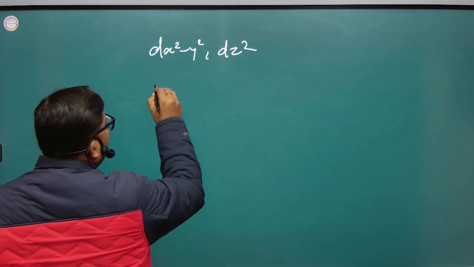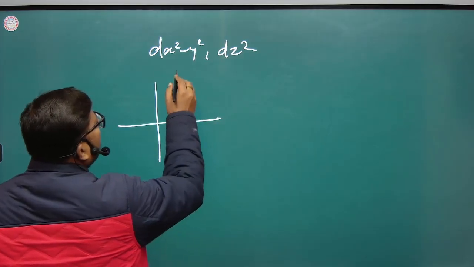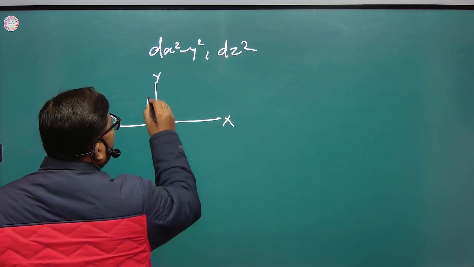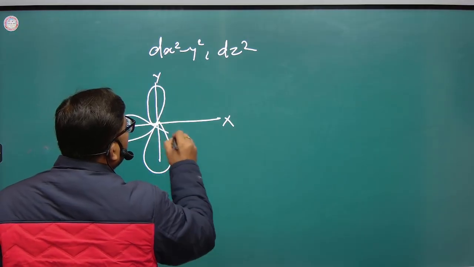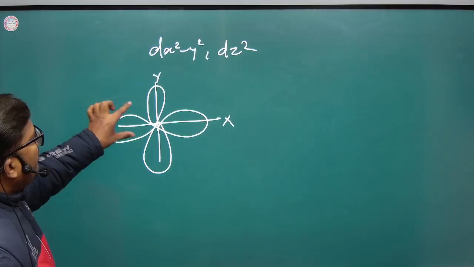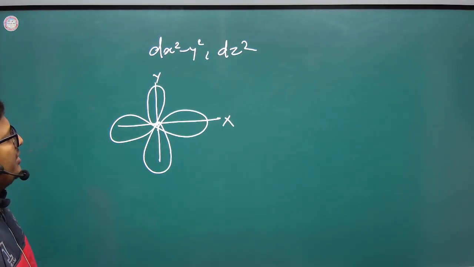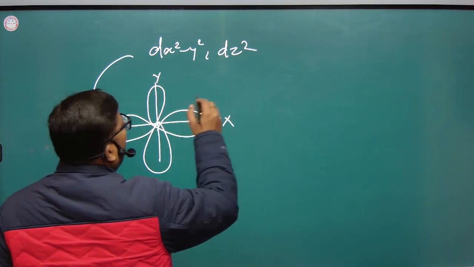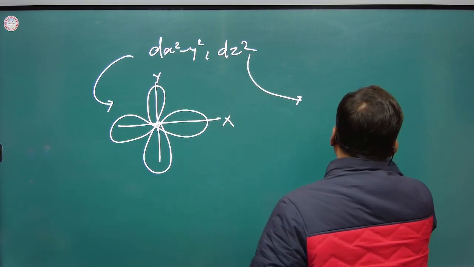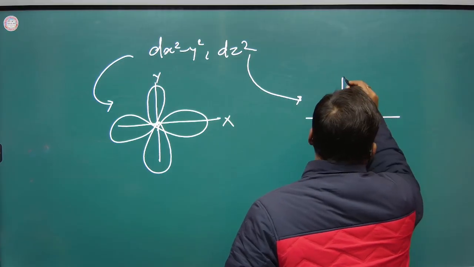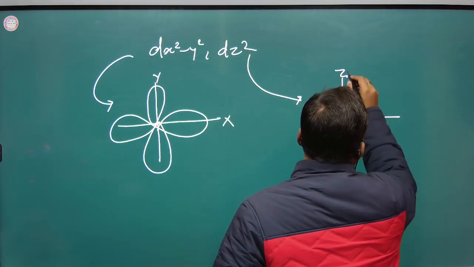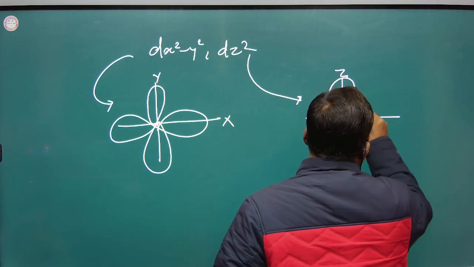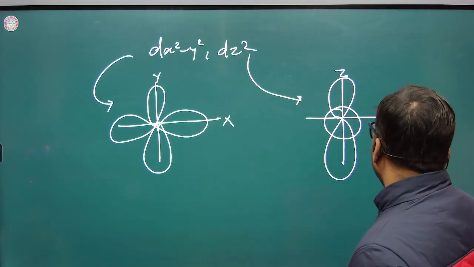So this exists like that. For dx square minus y square, this is x and y. This is axially oriented, so it lies on the x-axis and y-axis. Next, this is dz square. Suppose this is the z-axis, with z positive and z negative, like that. It is surrounded by a ring. So this is dz square.